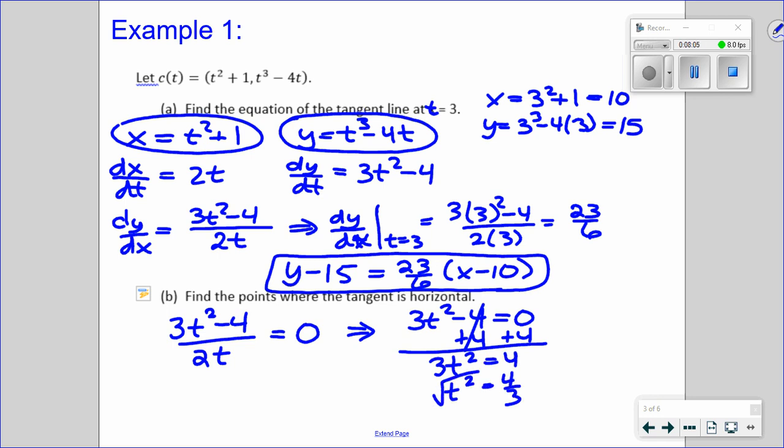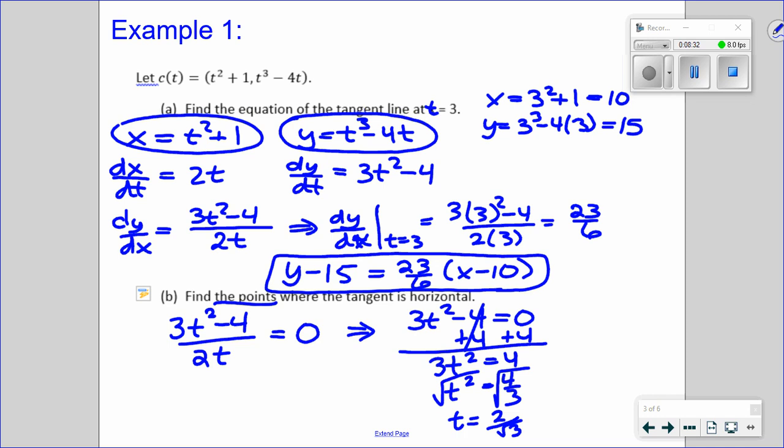Okay, I'm going to square root each side, so I get t equals... Now technically we get t equals positive and negative 2 over the square root of 3, but because we're talking about time here, we'll go with the positive square root. Now that's the time when the tangent line is horizontal, but we want to find the points. So we need our x and y coordinates.